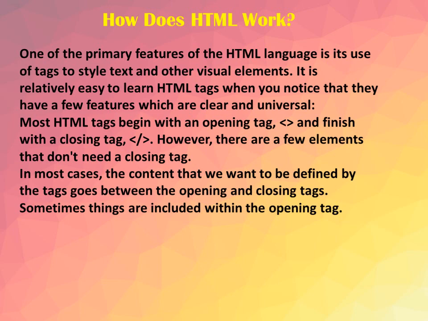It is relatively easy to learn HTML tags when you notice that they have a few features which are clear and universal. Most HTML tags begin with an opening tag and finish with a closing tag. So tags come in pairs, the opening of the tag and the closing of the tag. However, there are a few elements that don't need a closing tag. So this is one more thing that we have to remember: some tags come without the closing of the tag. In most cases, the content that we want to be defined by the tags goes between the opening and the closing tags. Sometimes these things are included within the opening tag.